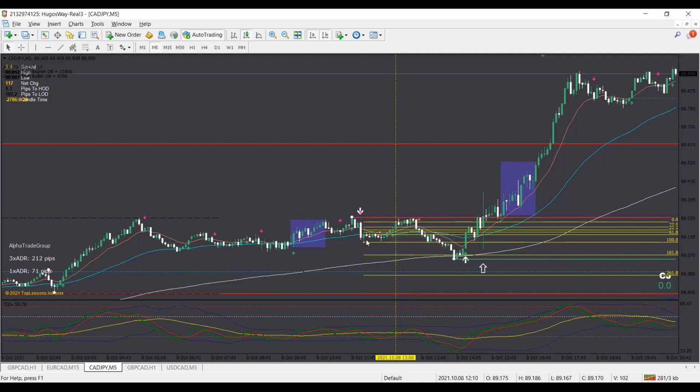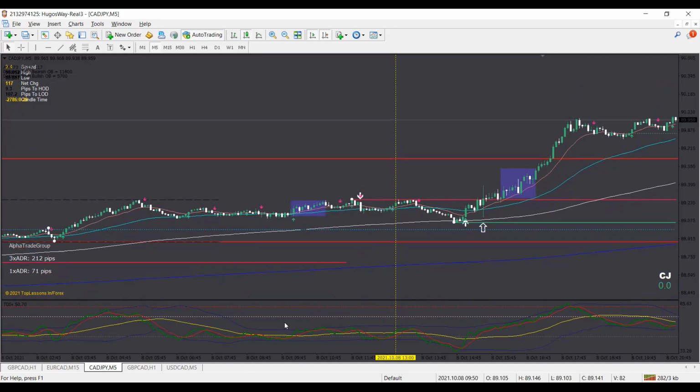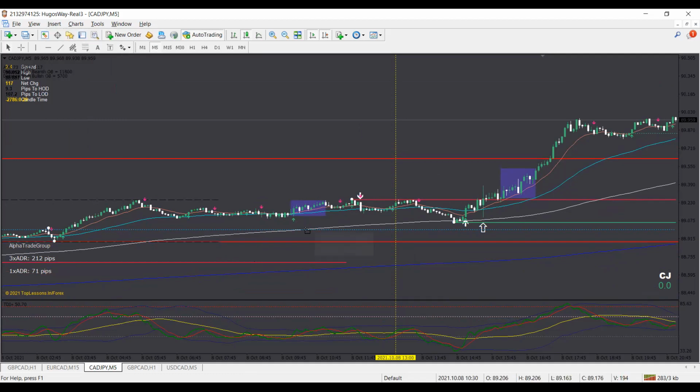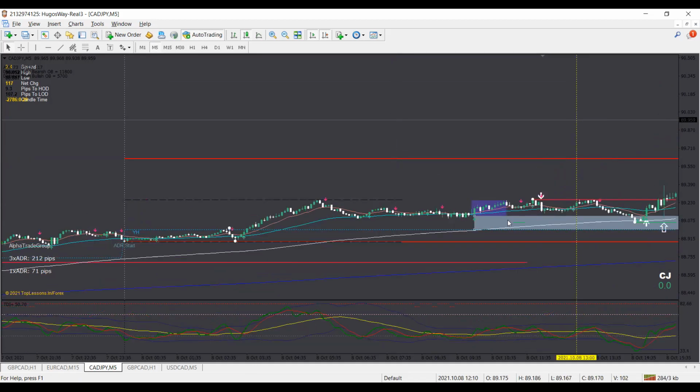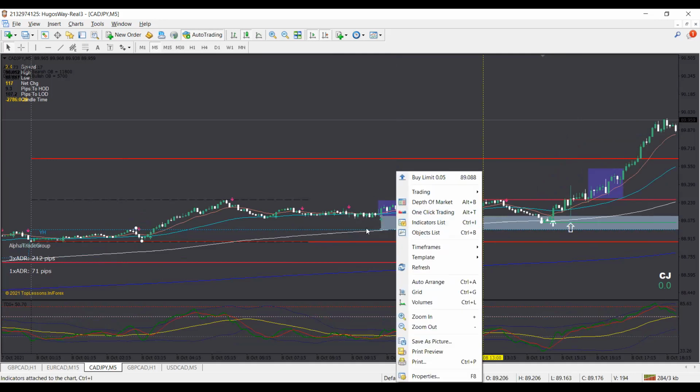Oh, I keep forgetting, I've got to identify my levels of S&R, right? Definitely got to identify that. So as we can see here, we are with the 200, we have this level. So I'm going to bring this all the way out. That is our level of support.